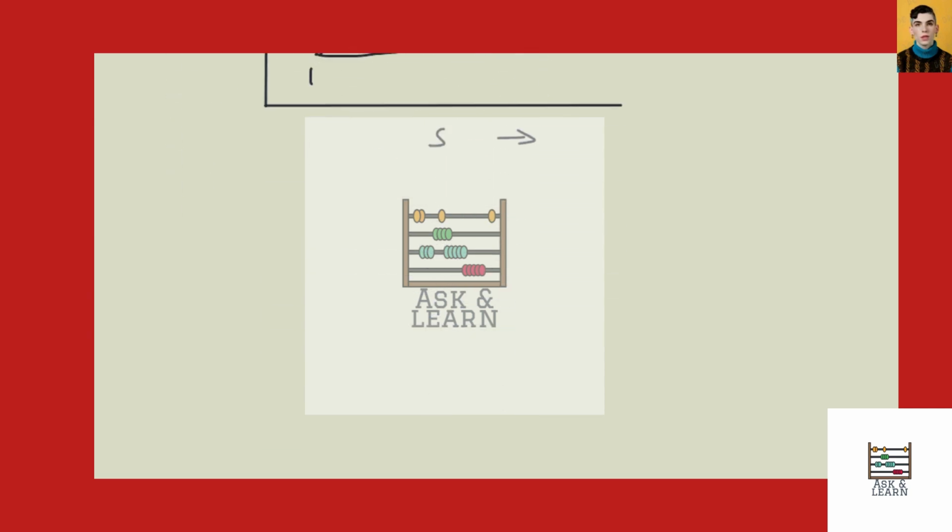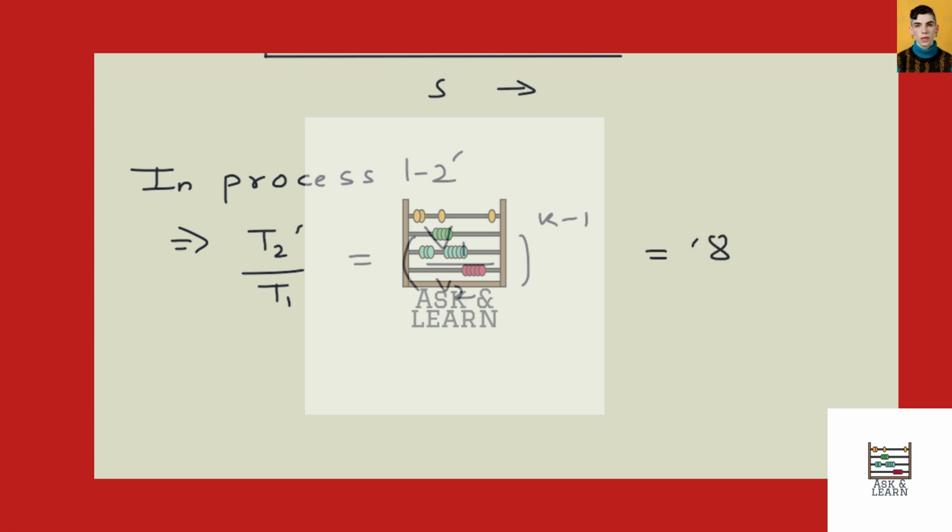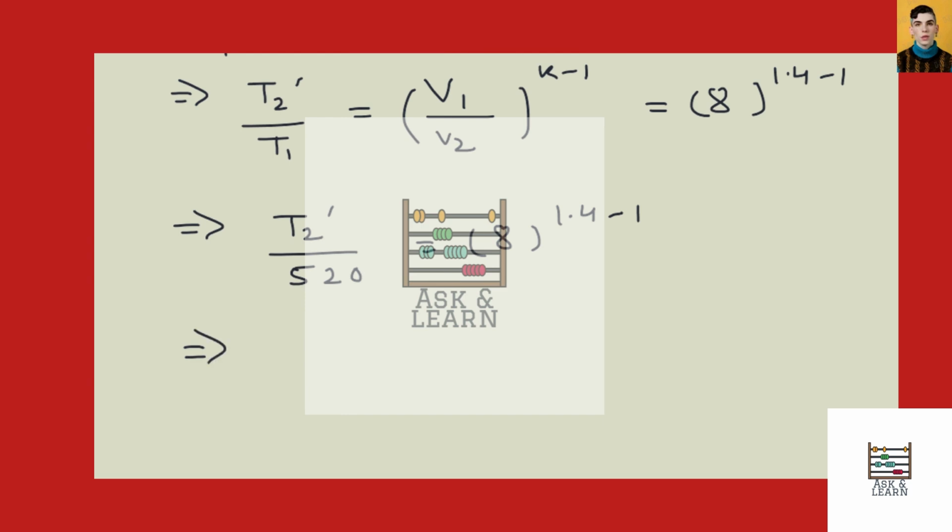Now just see the process 1 to 2 dash. In process 1 to 2 dash, it is an isentropic compression process. T2 dash by T1 is equal to V1 by V2 whole to the power k minus 1, which is 8 to the power 1.4 minus 1. We just put the given values: T2 dash by 520 is equal to 8 to the power 1.4 minus 1. On solving, we get T2 dash is equal to 1194.6 R.